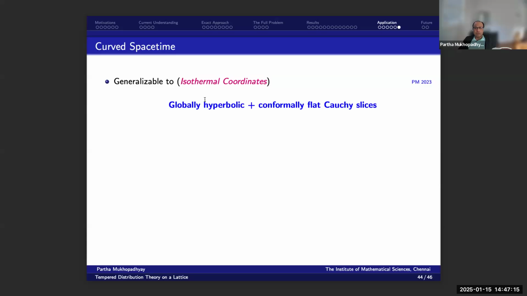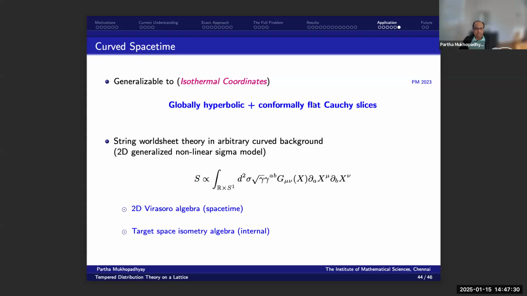There is a generalization of this construction to curved spacetimes which are globally hyperbolic with conformally flat Cauchy slices. So it's a globally hyperbolic space, and the Cauchy slice, the spatial slice, should be conformally flat. The string worldsheet is an example of that, and that is what the 2023 paper did. The two-dimensional Virasoro algebra and target space isometry algebra were derived using the lattice theory, that is, the string bits. This S1 is discretized to n number of points.